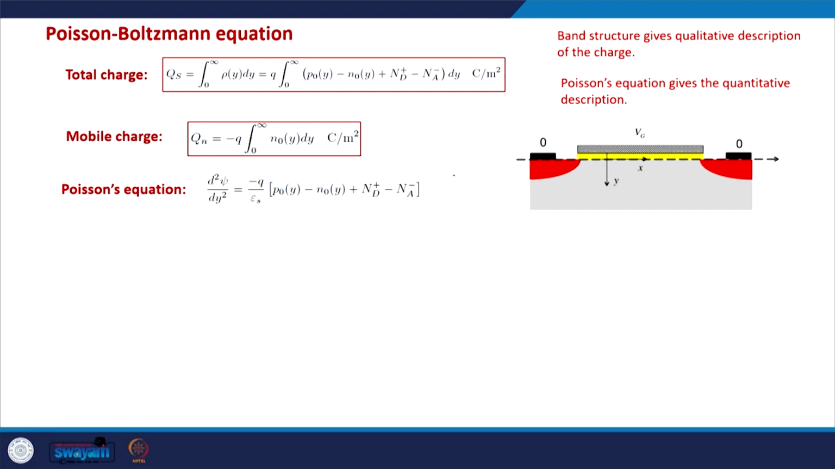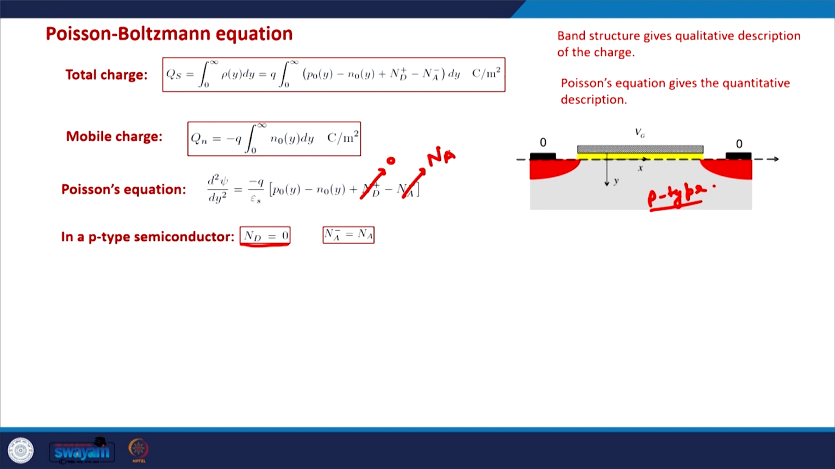So this is what we take in the Poisson equation, and in a p-type semiconductor, which is generally the semiconductor in an NMOS, the dopant atoms are not there. We can assume that there is no dopant atom. So this Nd becomes 0, and we can also fairly assume that Na minus, which is the ionized acceptor atoms, are equal to the total acceptor atoms, which means that all the acceptor atoms are now ionized. So this Na minus is equal to Na.